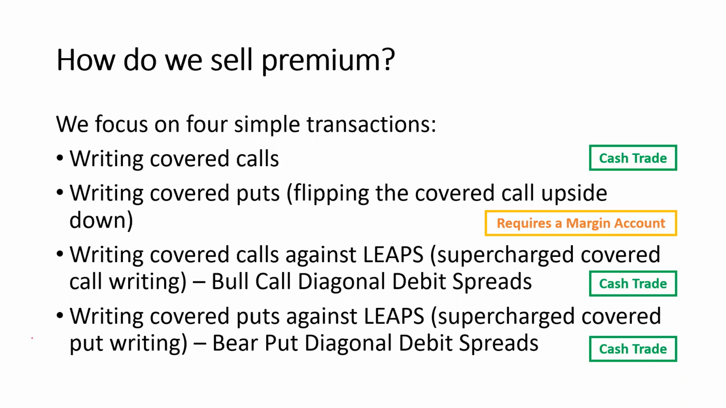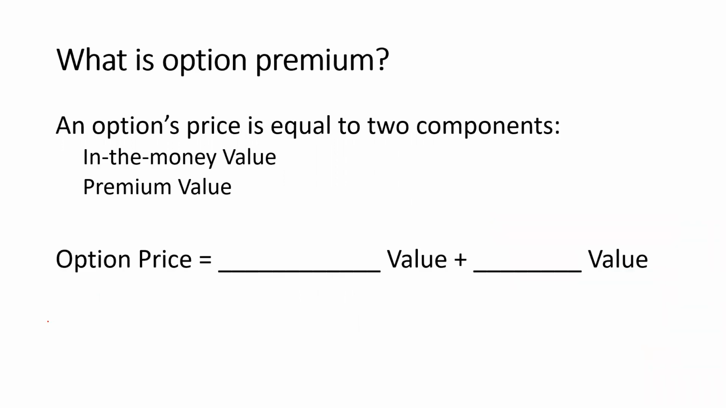What's nice, just very quick, is this over here, the covered put against a LEAP, the bear put diagonal debit spread, is a variation of this trade. So if you don't have a margin account, this is a great way to have the same effect with a cash account. So put that in your notes.